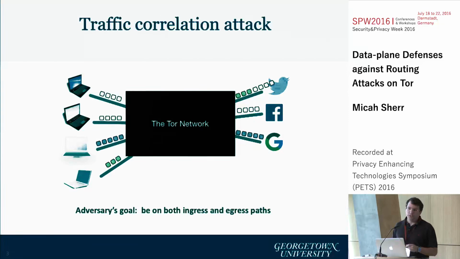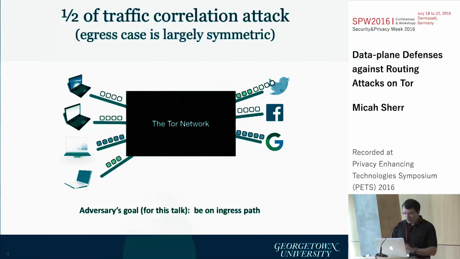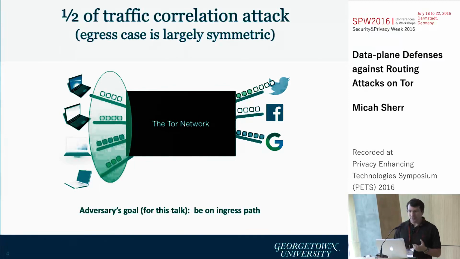So if the adversary is able to be on both the ingress side of traffic going into the network and the traffic going out of the network, the egress side, it can do math and statistics and have a pretty good idea of who's talking to whom and break anonymity. This is a well-known established result. I'm mostly going to be talking in this talk about the ingress traffic. You can think of this as the adversary trying to enumerate the people who are using Tor. There's a symmetric argument for the egress, which we don't really go into.